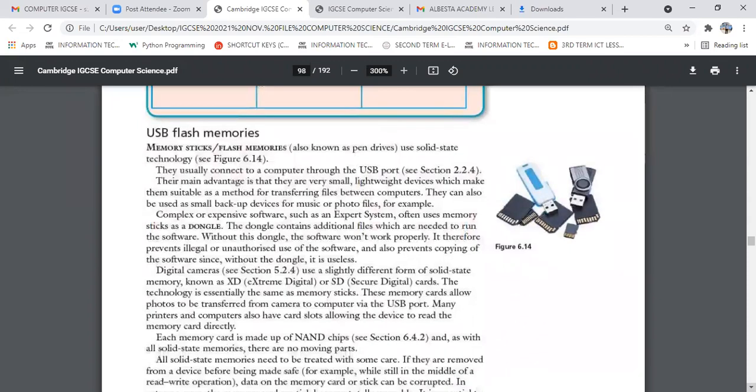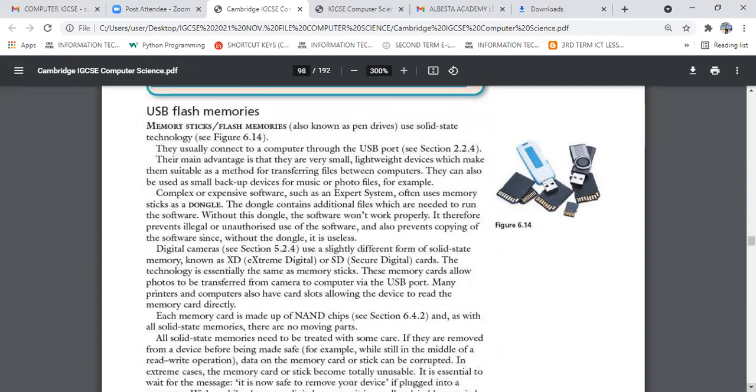Then we have USB flash memory. That's your flash drive and your SD card. It is also a storage location. You can save your information there. A memory stick or flash memory, also known as a pen drive, uses solid state technology. You can see the image. They usually connect to a computer through the USB port. Use your USB port to connect your flash drive.